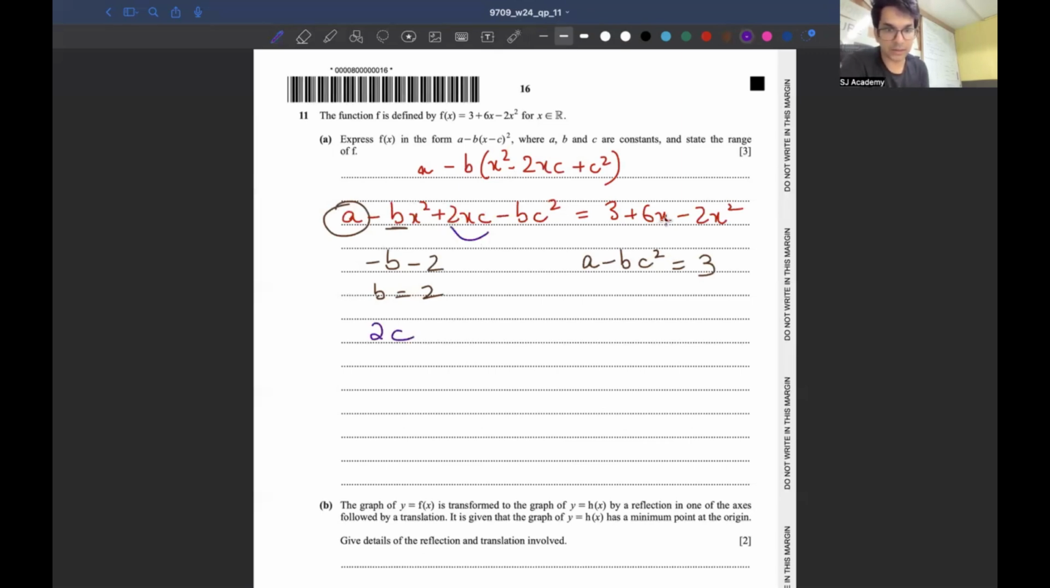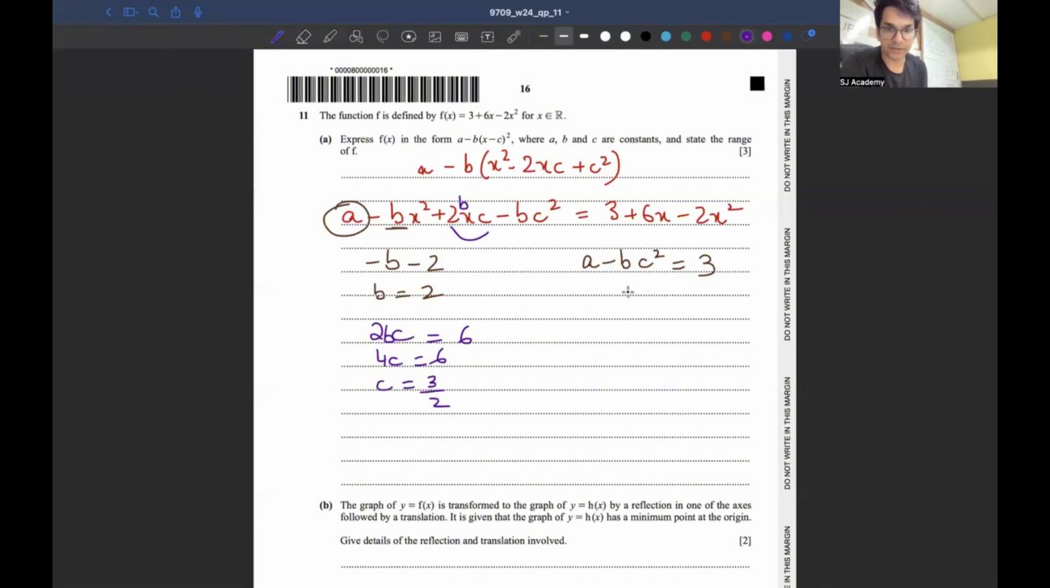So a − bc² will be equal to the constant term over here, which is 3. And the coefficient of x over here is 2bc. So 2bc is the coefficient of x, and that is equal to 6. So we have the value of b, which is 2. 2 times 2 is 4. So 4c is equal to 6. So c will be equal to 3/2.